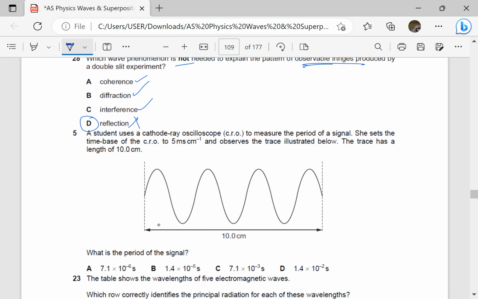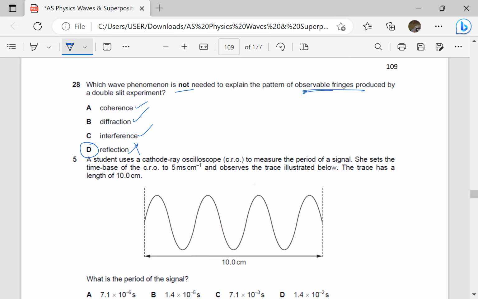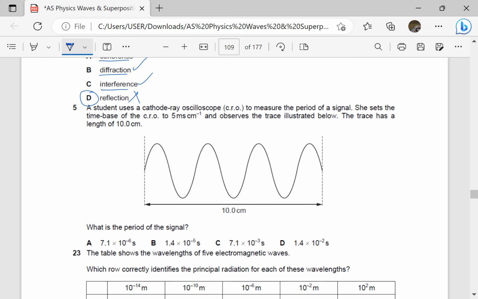They should be coherent, coherence is needed, they should maintain a constant phase difference. Diffraction is needed, they should spread into regions of geometric shadow. Interference is needed, they should overlap or they should superpose. So those three are needed for observable interference, for observable fringes.